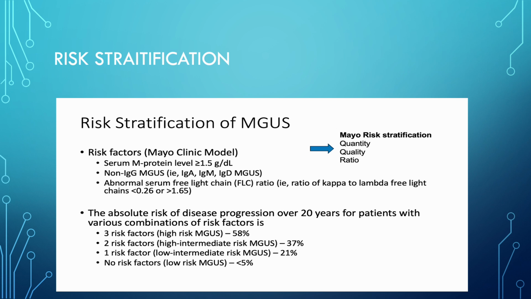So what's the absolute risk of progression over 20 years for patients with these? If there are three risk factors, as stated above, it's high risk MGUS, with around a 58% chance of progression over 20 years. If it's two risk factors, it's high intermediate risk MGUS, with a 37% chance. If there's one risk factor, it's low intermediate risk, at 21%. And if there are no risk factors, it's low risk MGUS, at less than 5%.